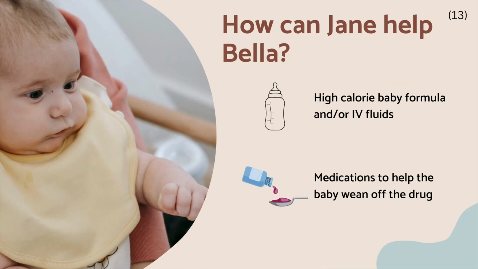Ultimately, how can Jane help her daughter Bella? Since Bella is having trouble feeding and is dehydrated, she may need to be fed extra calories through high-calorie baby formula and may need IV fluids. However, Bella may also require medicine to treat her severe symptoms such as seizures. She will most likely be given the same family of drugs that she was exposed to before birth. Once the signs of withdrawal are controlled, then the amount of medicine will be slowly decreased, ultimately helping Bella wean off the drug.